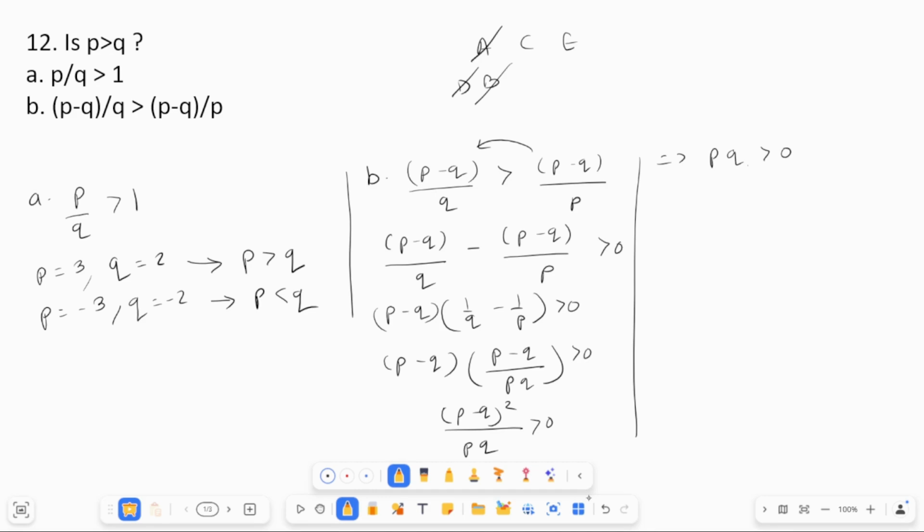What if I combine both the statements? Again, no help, because from the first statement we were getting either P is greater than Q or less than Q. Same thing from here as well. So C is also not the answer. Hence the answer is E.